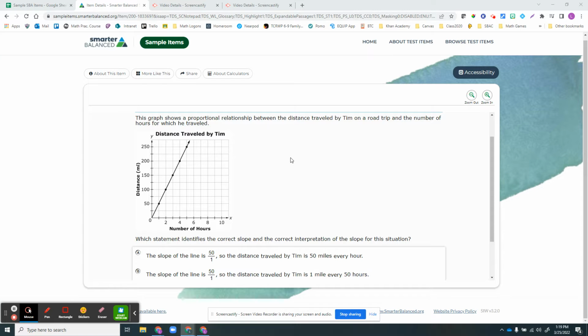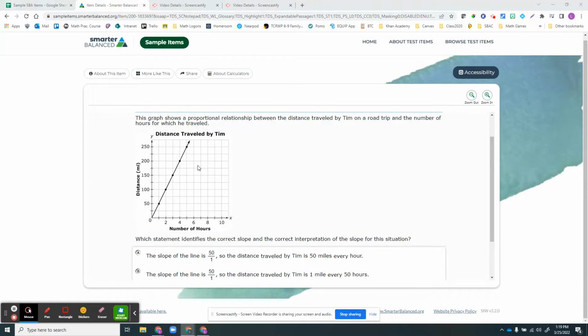Hey, and we're back again looking at sample items. This one, we have a graph that shows a proportional relationship between the distance traveled by Tim on a road trip and the number of hours for which he traveled. Okay, so we have this graph here. And remember, don't jump right to the question.